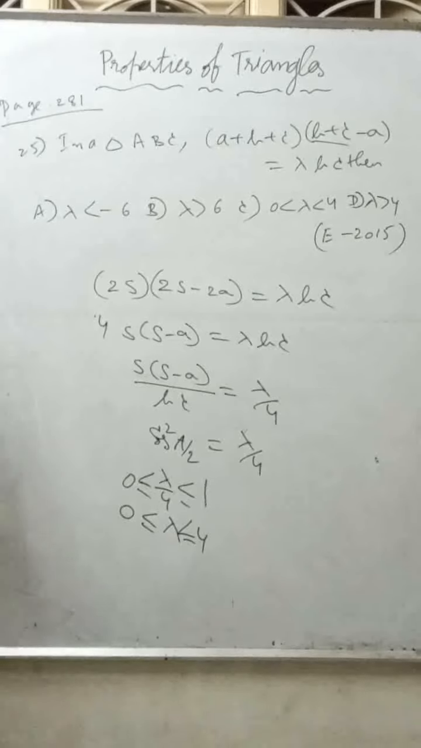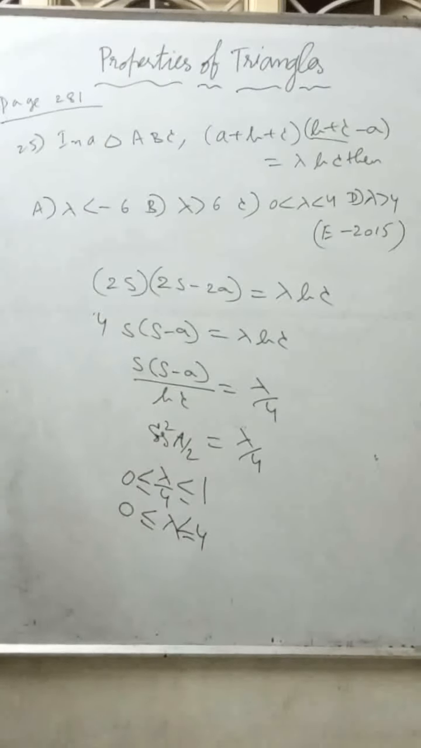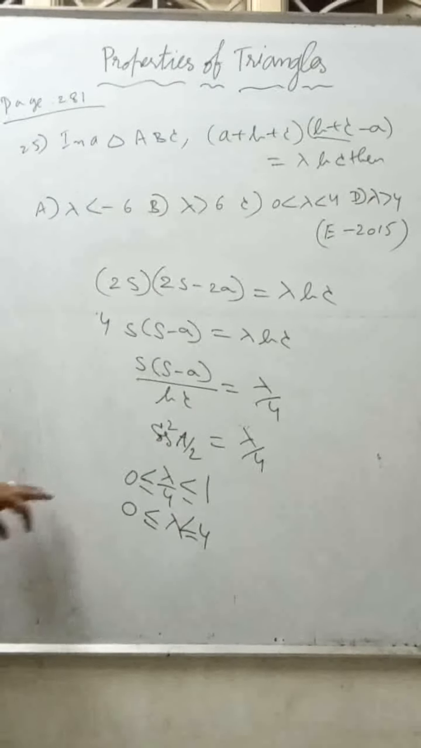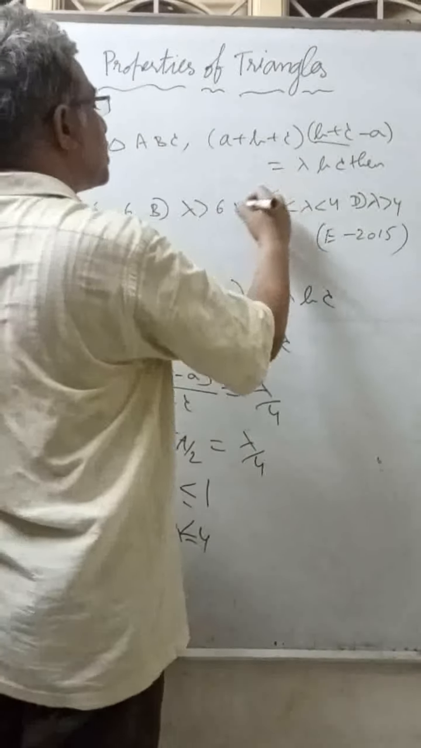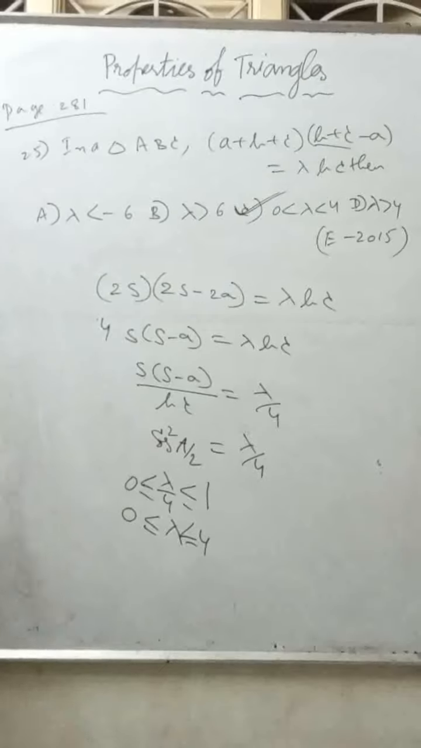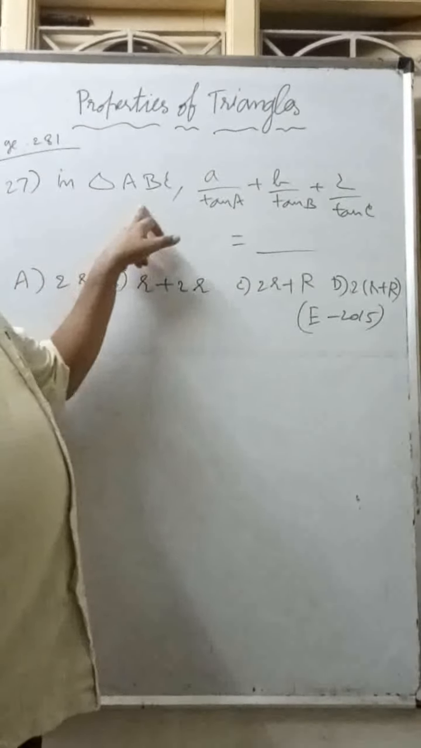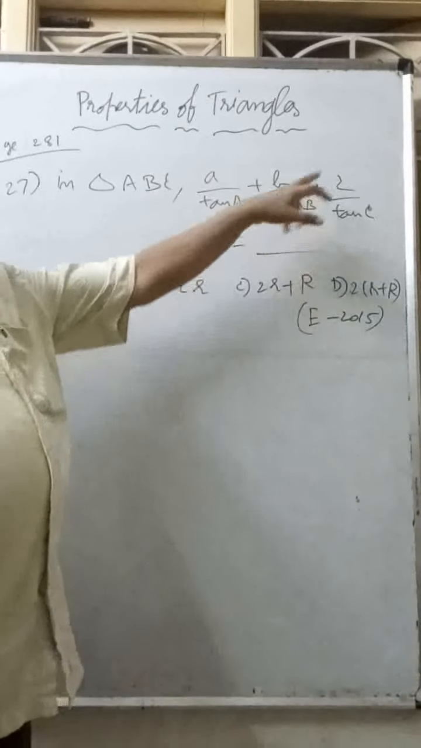So lambda must lie between 0 and 4. So our lambda must lie between 0 and 4. So our option is C.